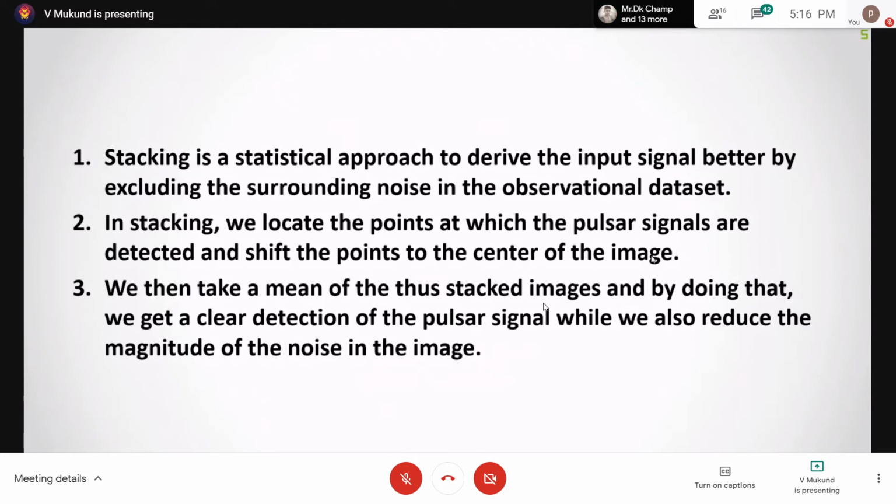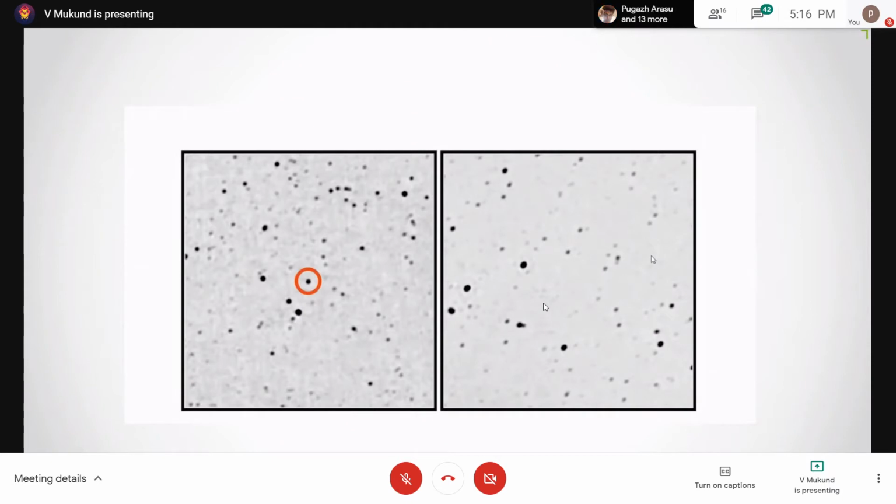So stacking is one of the methods that is being used here. In stacking, we locate the points of the pulsar signals. In this case, we are looking at a pulsar, as you can see here. This is an example of how a radioscopic observation is done. Here we can see the black dots in this mapping scale, and the black dots are nothing but the observed pulsar radiations. And the surrounding gray color we can see here is nothing but the noise.